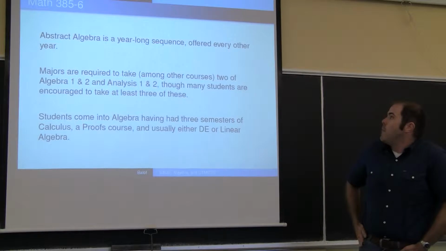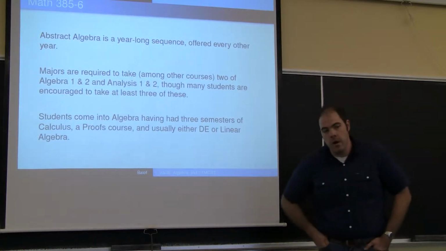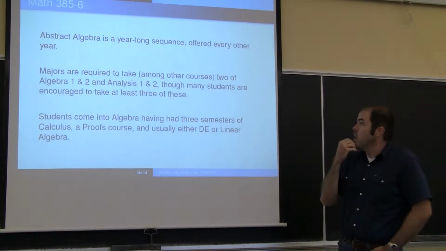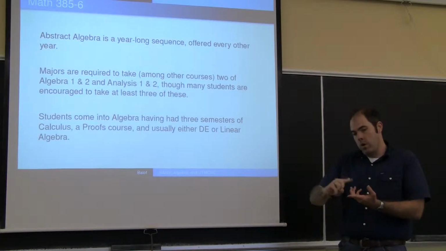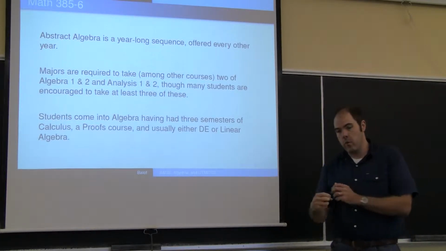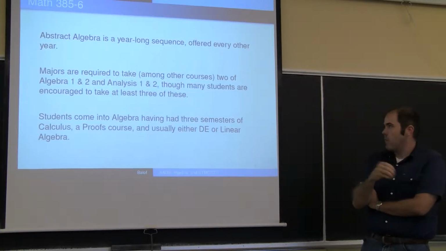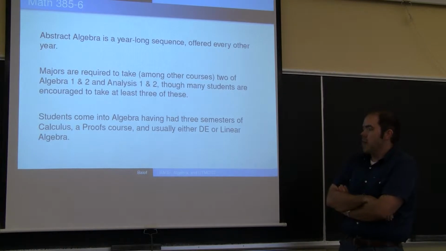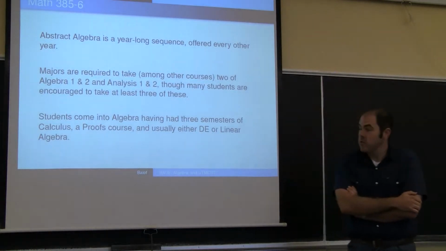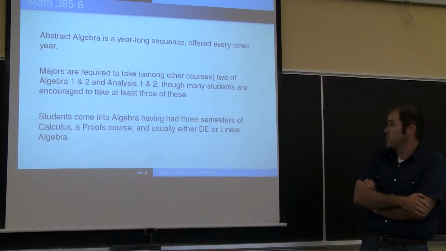And so for the course that I taught, the abstract algebra course, it's a year-long sequence. We offer it every other year in rotation with our math analysis course. Our math majors are required to take, among other courses, 2 of the Algebra 1-2 and Analysis 1-2, so 2 of those 4 courses. We really strongly encourage our stronger students especially to take at least 3 or even all 4 of these courses, and so some of our better students do that in preparation for graduate school. Students come into algebra having had 3 semesters of calculus already, a proofs course, and usually either a differential equations or a linear algebra course.